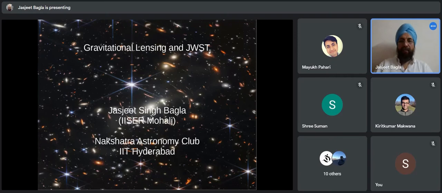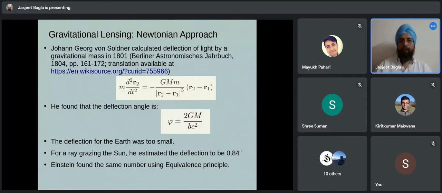The history of gravitational lensing goes back a bit more than 200 years. Soldner calculated the deflection of light by a gravitational mass in 1801. He published it in 1804. He essentially made use of Newton's equation of motion, and the fact that the mass of the particle whose trajectory you are trying to calculate cancels from both sides.